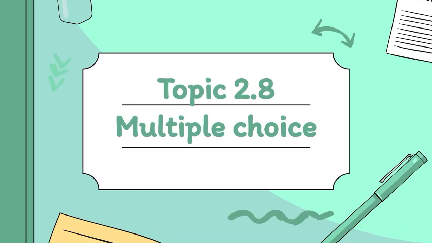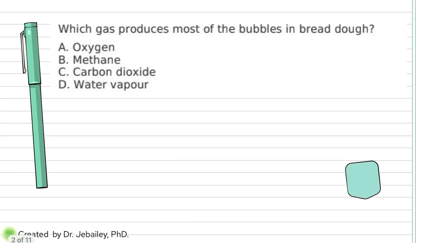Hi, this is Dr. Jabali, and in this video, we're going to tackle some of the multiple choice for topic 2.8, which is cell respiration. So let's go ahead. Here it says, which gas produces most of the bubbles in bread dough? So this is knowledge based.